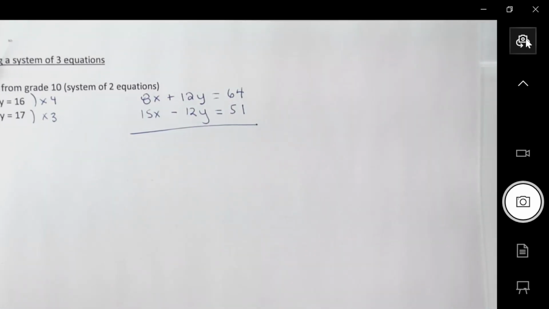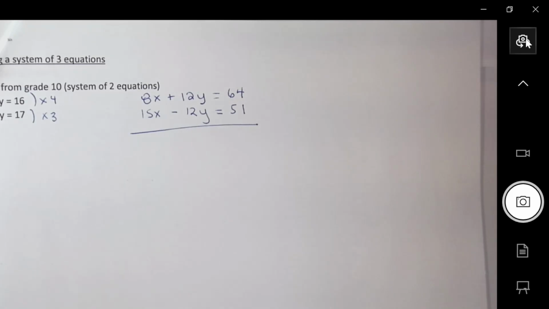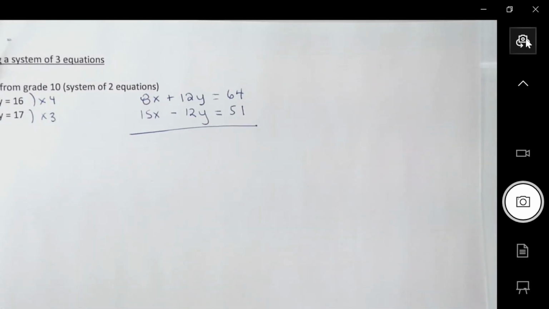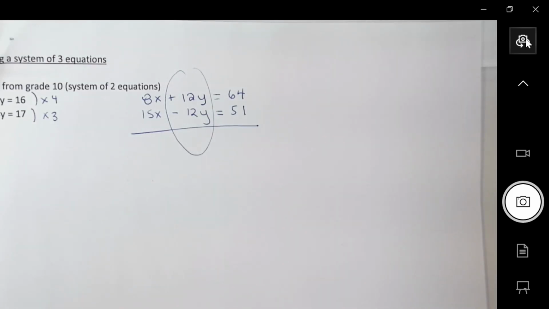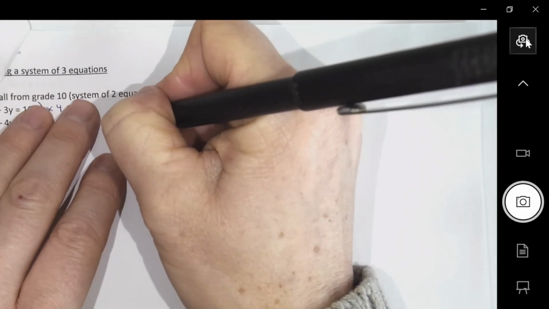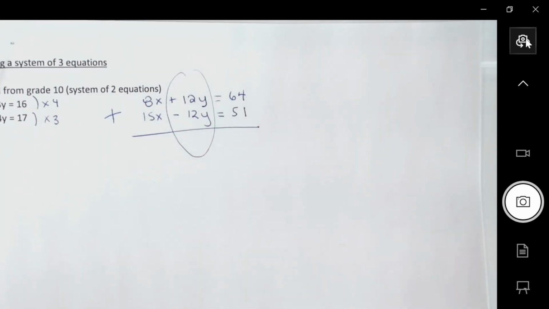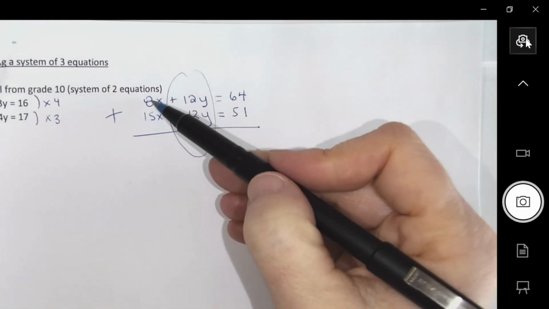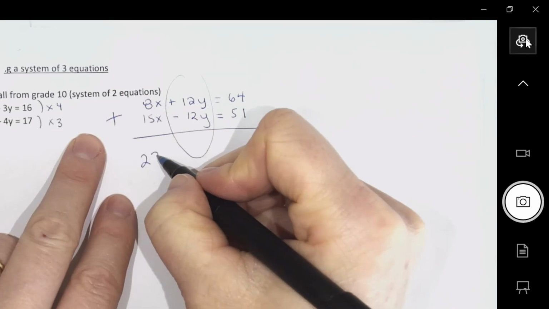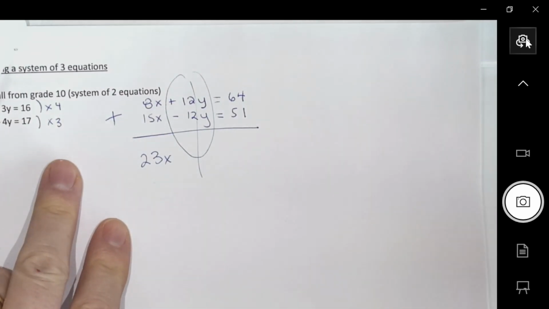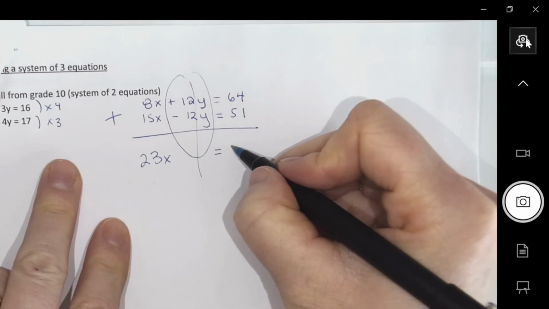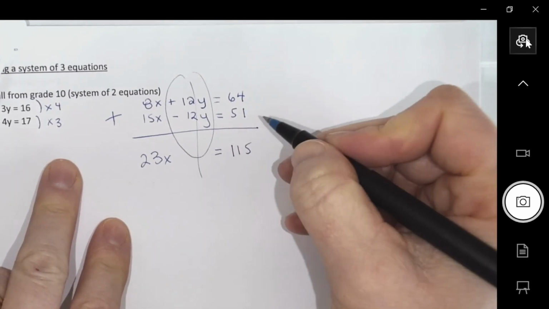Okay, so now they're stacked up on top of each other. So here's my next question for you. To get rid of them, to make the y's be 0, would I add or subtract those numbers together? You would add. So now 8 plus 15 is 23x. Those are gone. Equals 115.